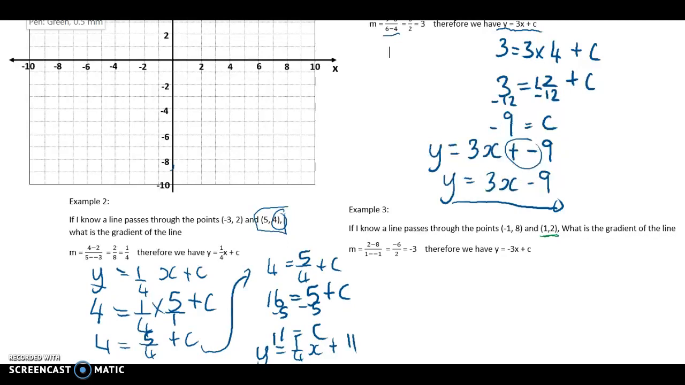Wherever I see a y, I'm going to put a 2, equals negative 3x, where x is 1, so it's times 1, plus c. So 2 equals minus 3 plus c. So add 3 to both sides, that'll be 5 equals c. So my final equation should be y equals minus 3x plus 5.